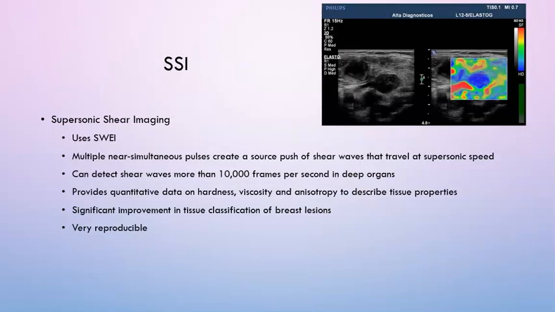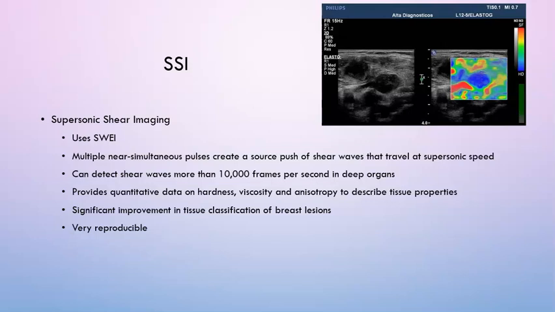The last type of imaging that we're concerned about is supersonic shear imaging. This uses the shear wave elastic imaging technique, and it creates multiple near simultaneous pulses to create a source of push shear waves that travel at effectively supersonic speed. It can detect shear waves at more than 10,000 frames per second, and so for deep organ imaging, this is the way to go. This provides quantitative data on the hardness, the viscosity, anisotropy, and everything related to describing tissue properties. And it's a significant improvement for the classification of breast lesions.